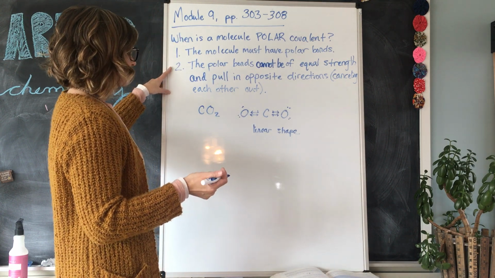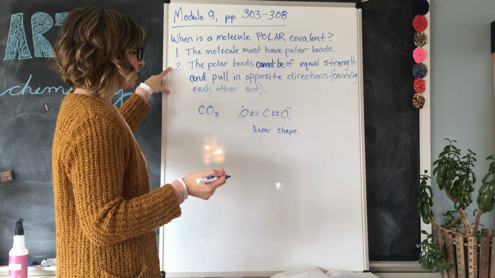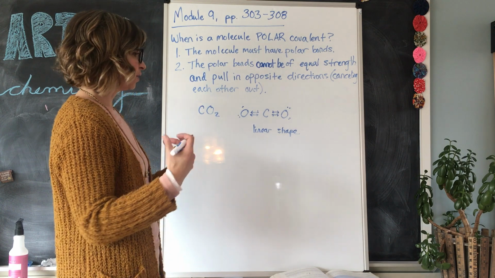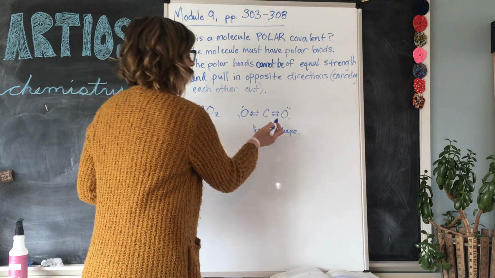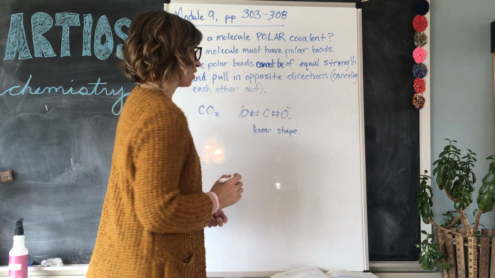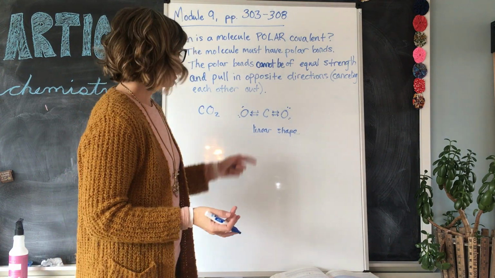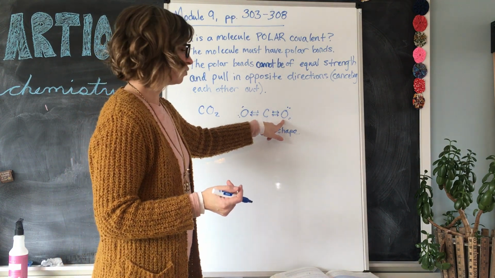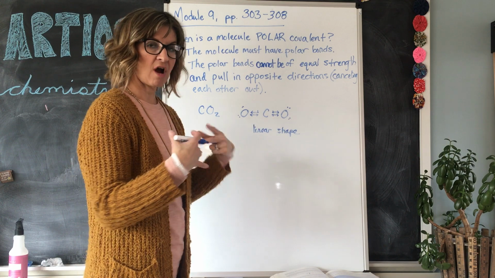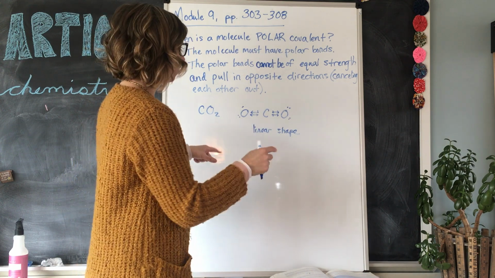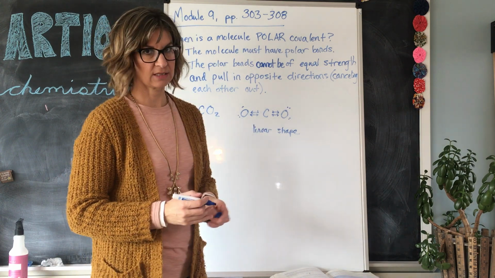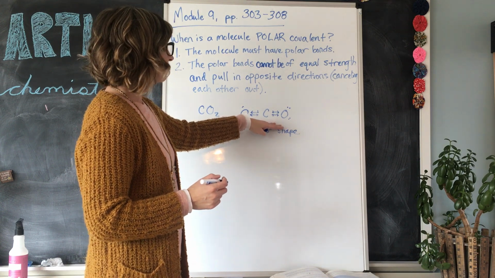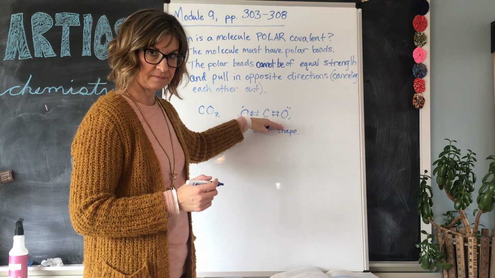But number 2 says the polar bonds cannot be of equal strength and pull in opposite directions. These bonds are all of equal strength because they're all the same type of bond. They're all from a carbon to an oxygen. So they're all of equal strength and they pull in directly opposite directions. So this molecule cannot be polar.